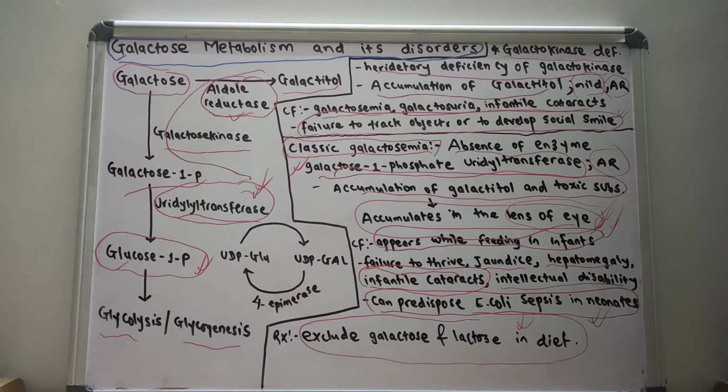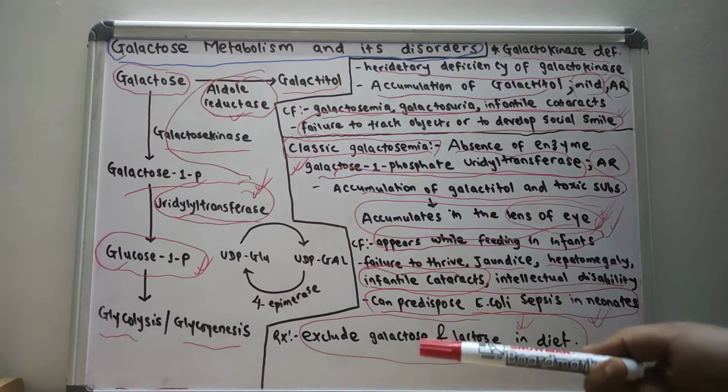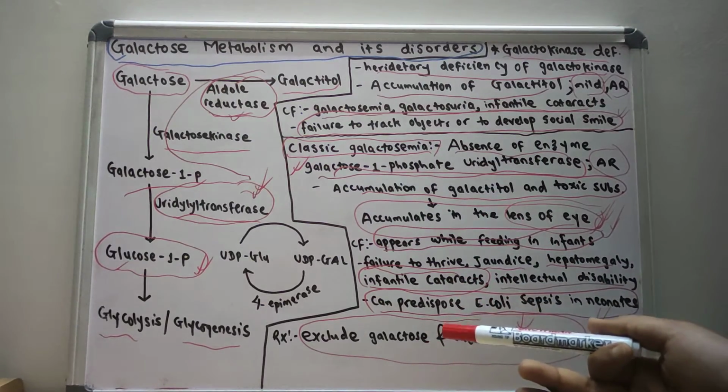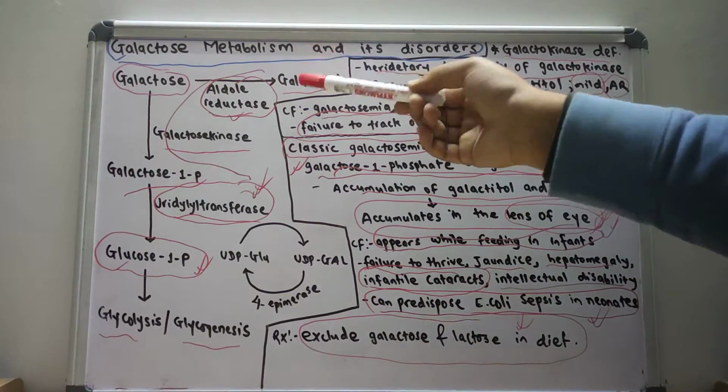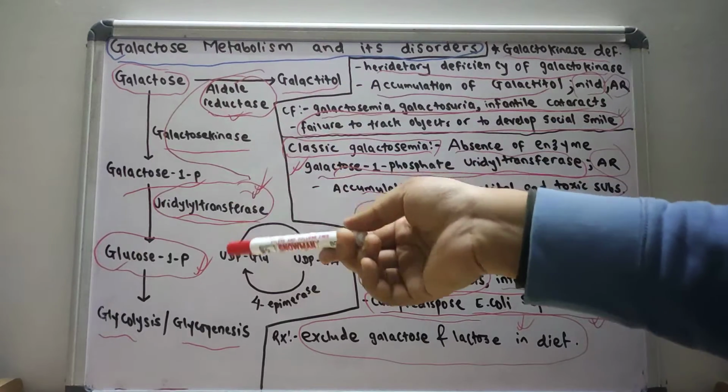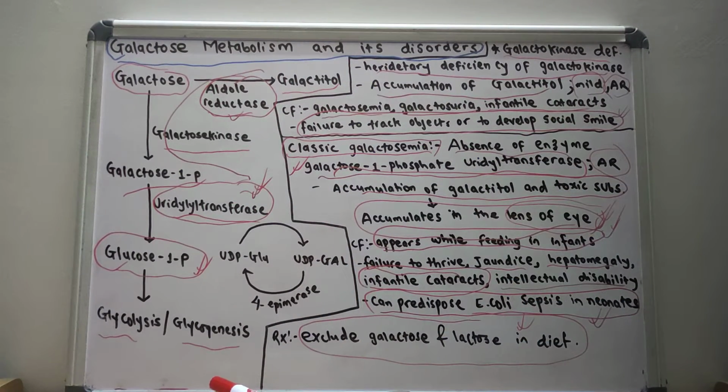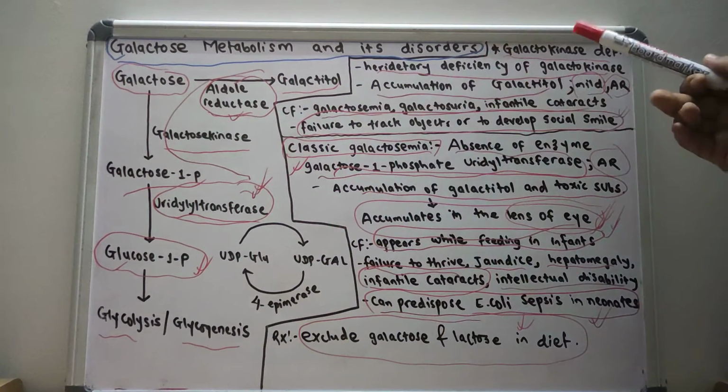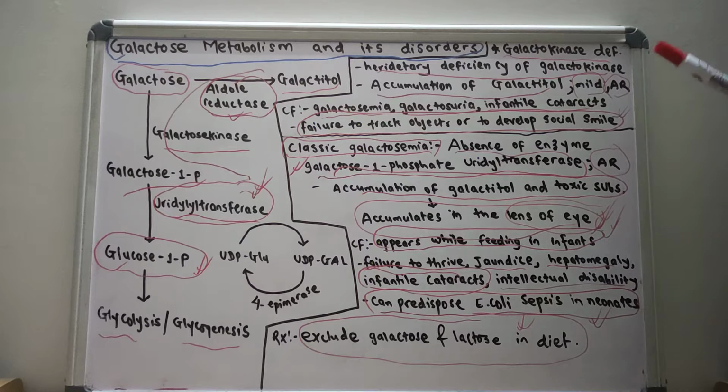So here we discussed galactose metabolism. The galactose is mainly converted into galactitol, or it may go into glycolysis and glycogenesis. And we also talked about galactokinase deficiency and classic galactosemia. So this concludes our galactose metabolism and its disorders.